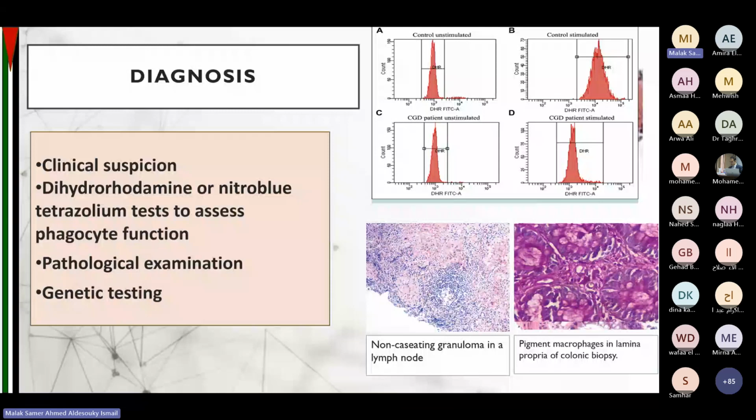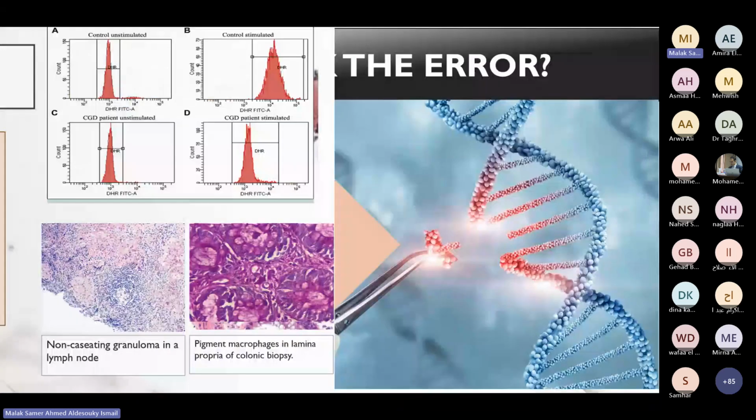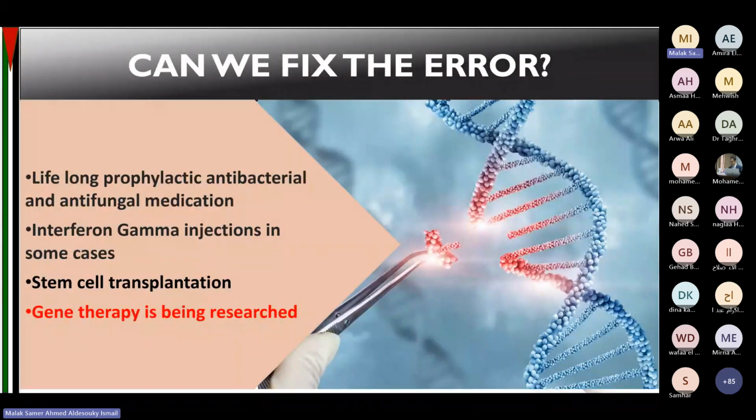So, can we fix this error? Currently, the treatment is lifelong prophylactic antibacterial and antifungal medication to prevent future infections. And in some cases with severe infections, interferon gamma injections may be given. But yes, the error can be fixed, and some patients may achieve cure with stem cell transplantation. And this is actually the treatment given to our patient in this case. And currently, gene therapy is also being researched.